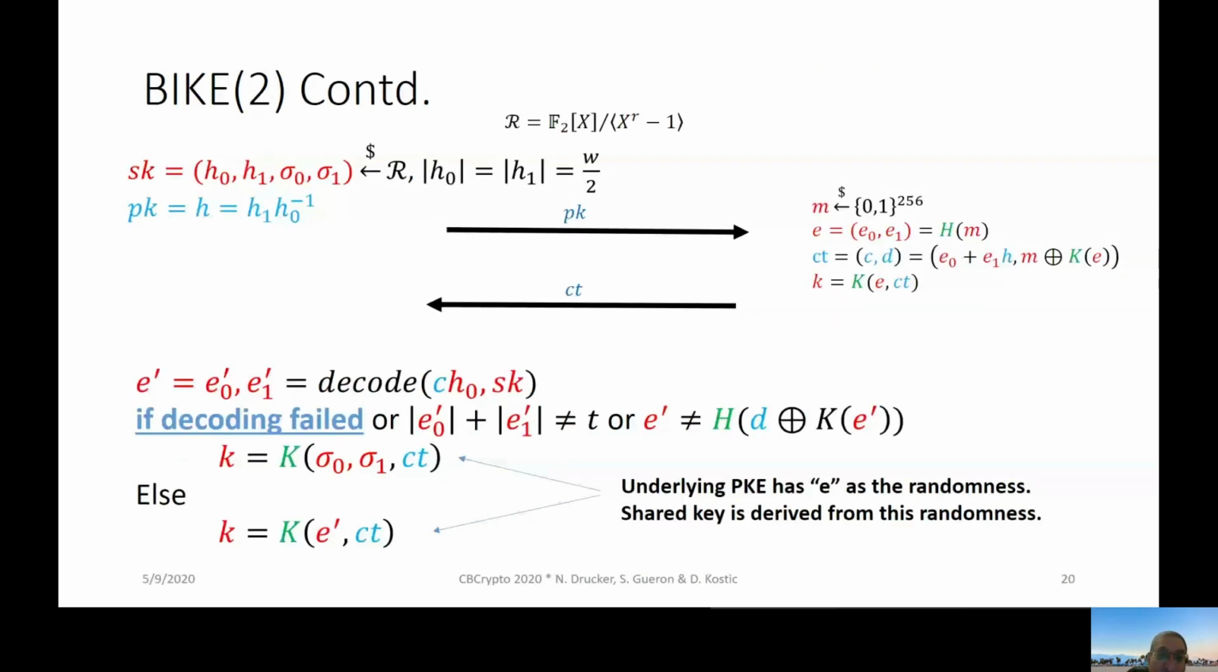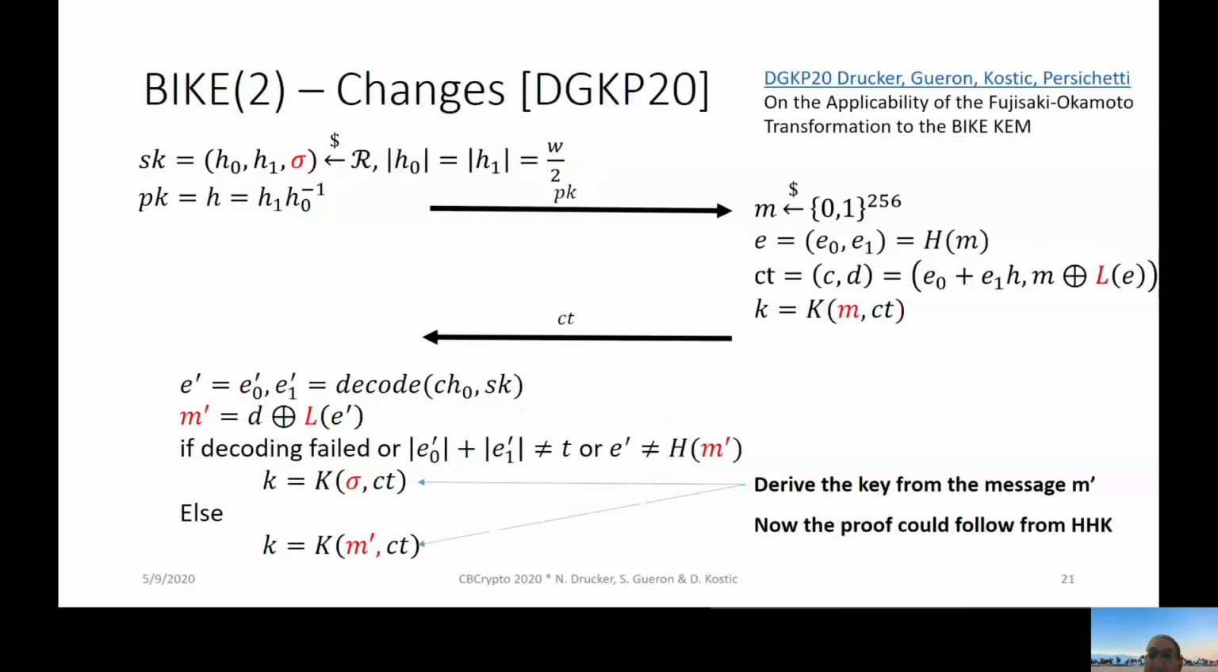So now, if you make this slight change in the flow, in the definition, you can completely apply the HHK proof. Of course, there needs to be a proof for some property that I'll discuss in a minute. The nice thing is, as a bonus, this is also more efficient, because it is more efficient to hash, or to compute the derivation from M prime, where M prime is only 256 bits, than what it was before. So this is the basic idea.